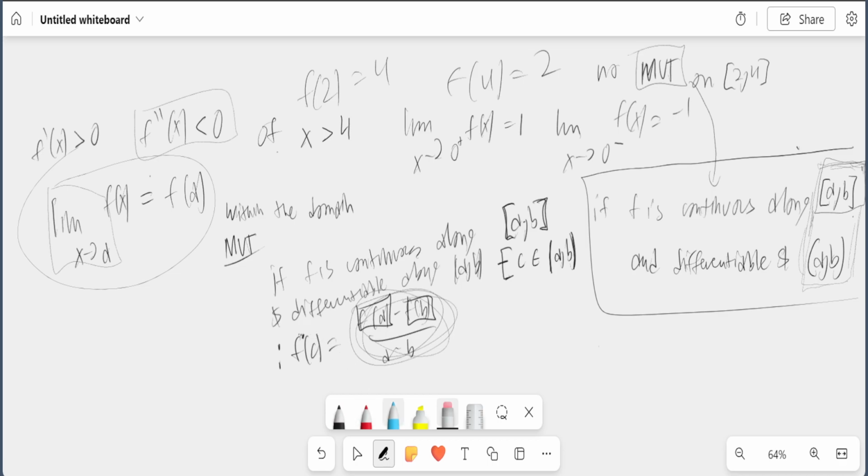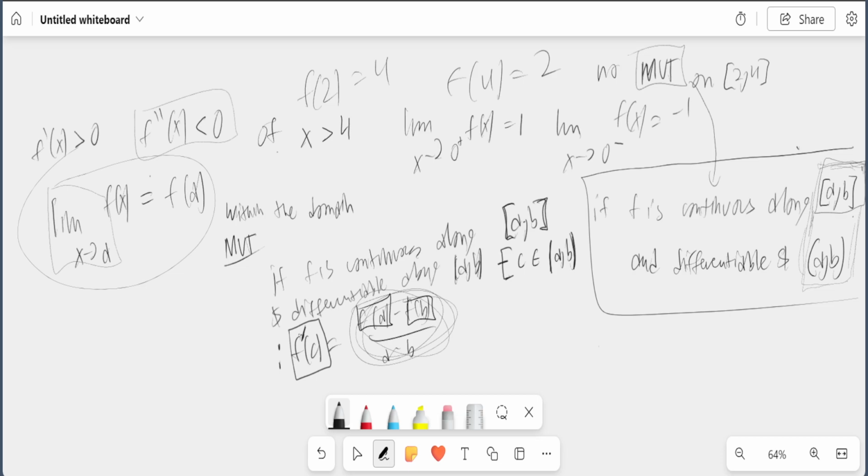Can you say it again? So the reason for using open brackets is because f prime of c has to exist. But it's not differentiable at a and b, so those can't be c. Endpoints aren't differentiable. So c is in between a and b.